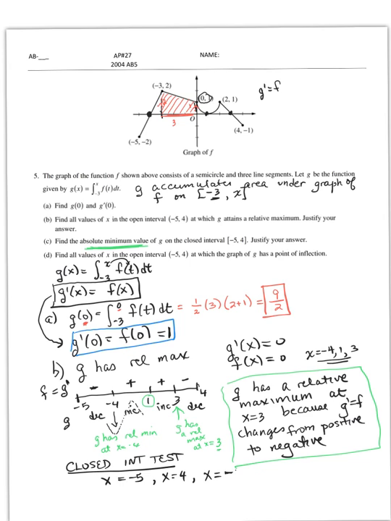If we did not have this number line analysis here, then we would have to test 1 and 3 as well, if we didn't realize that there was a relative max for g at 3. So these are the only ones we really need to test, using the closed interval test because it's the absolute minimum value. So let's do that on the next page.